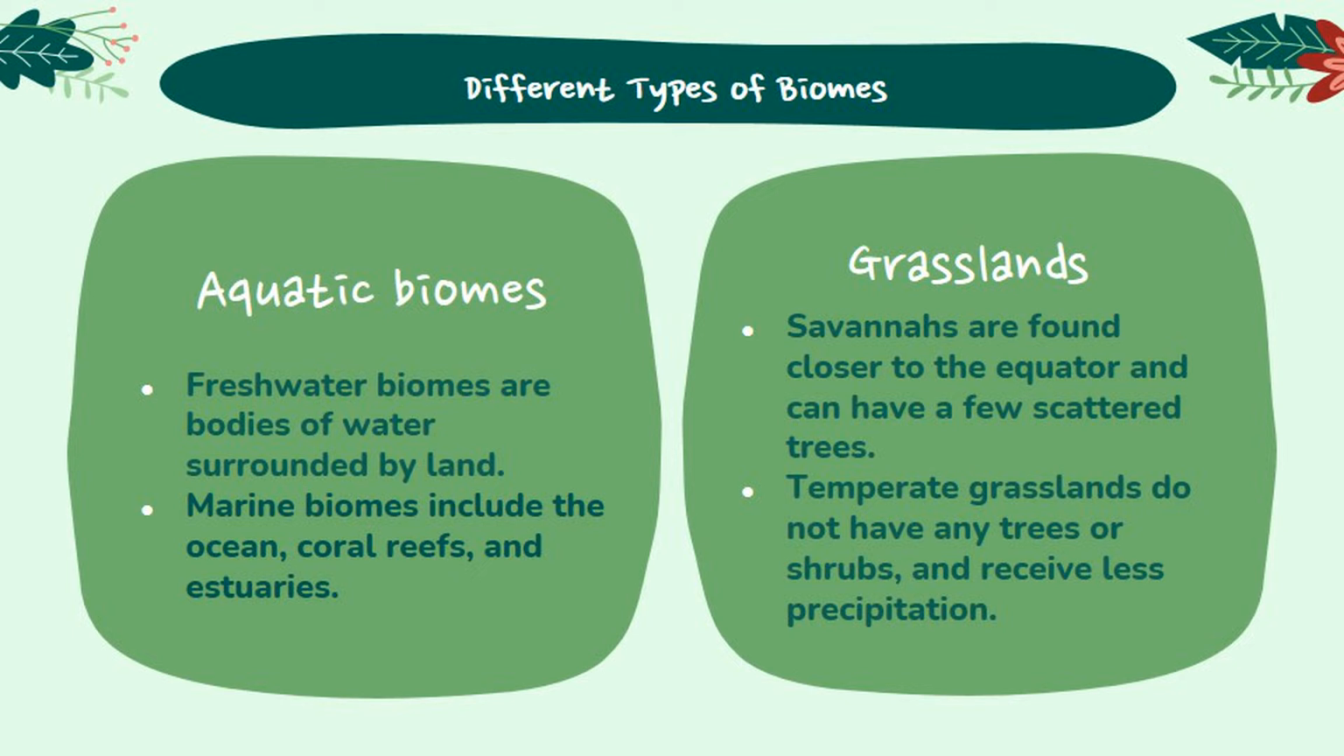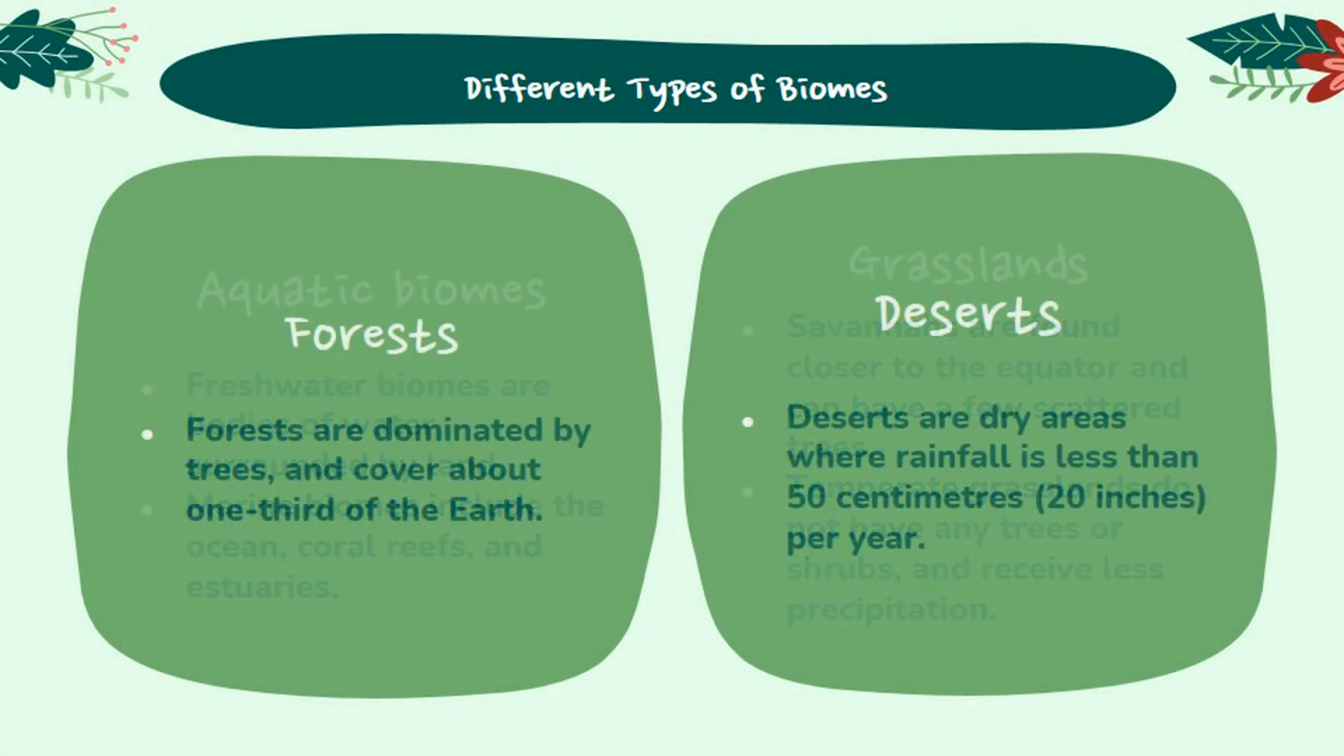Grasslands are open regions that are dominated by grass and have a warm, dry climate. There are two types of grasslands: tropical grasslands, sometimes called savanna, and temperate grasslands. Savannas are found closer to the equator and can have a few scattered trees. Temperate grasslands are found further away from the equator. They do not have any trees or shrubs and receive less precipitation than savanna.